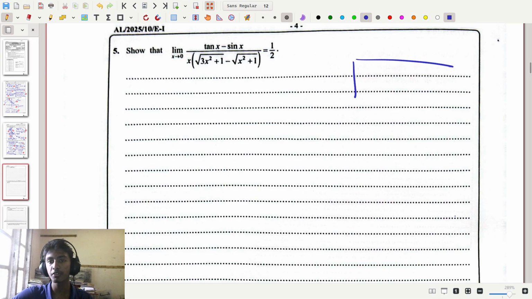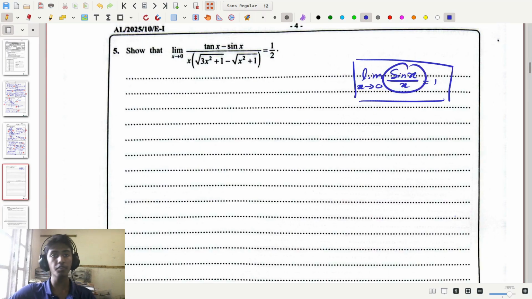As we know from the famous result, the limit as x approaches 0 of sin of x divided by x is equal to 1, which means that if we can somehow get this sin of x divided by x part out of this entire limit, it can easily be substituted with 1. So what we're going to do in the first step is exactly that.